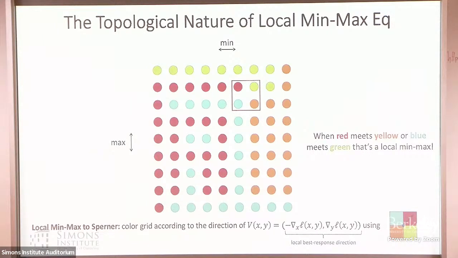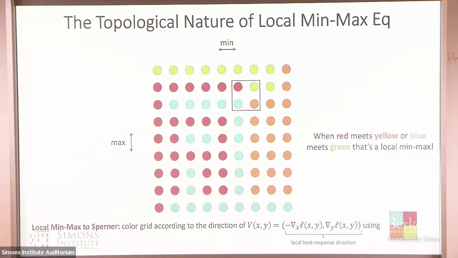So the colors depend on the direction of this gradient field, on where it points. If you go to this vertex and compute this gradient field, and it points this way, in any of these angles, in the positive orthant, you color it red. In this orthant, you color it blue, and so on and so forth.